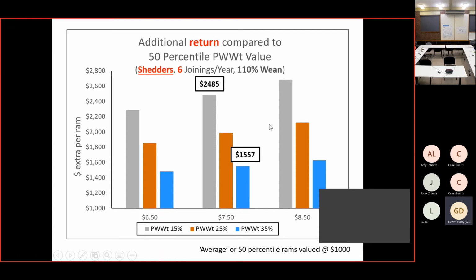Last one is shedders. Now, I actually did this over 6 joinings because they really do need to, and this is Dorpers, Australian whites and the like, they really do need to get greater use out of the rams to compete against even a merino operation. But again, a similar sort of result. I've used $7.50 here. I'm not sure why it should have been $8.50, but similar sort of thing.